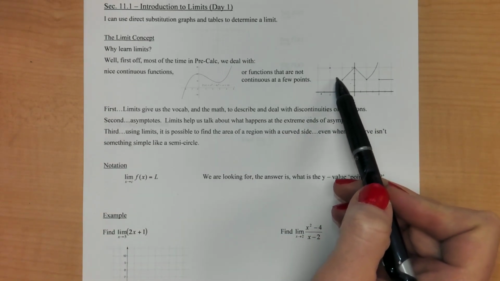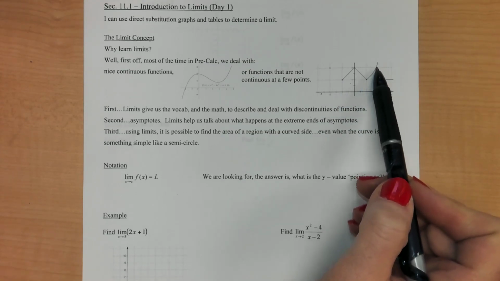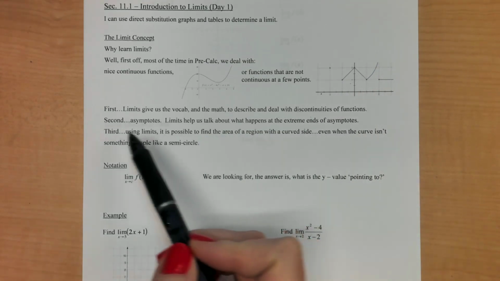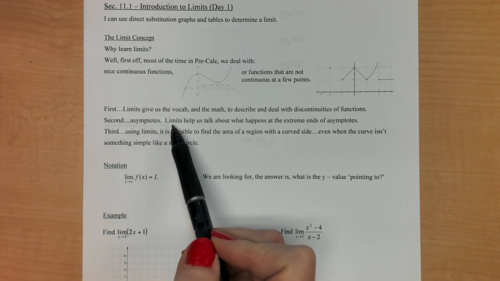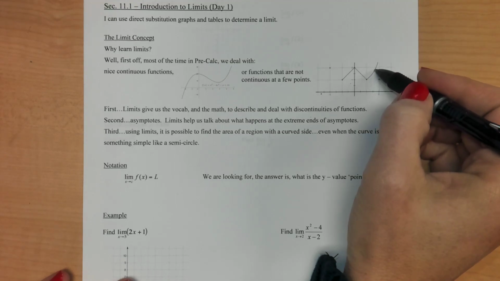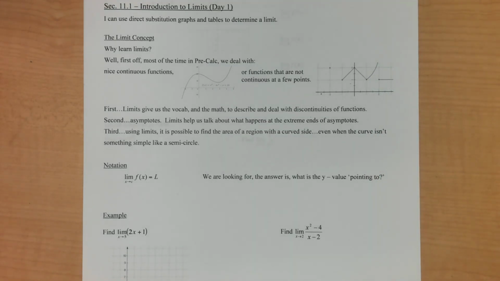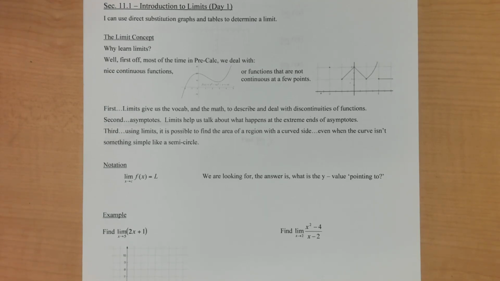So when functions are not connected, like what happens when this one ends, what happens when this one continues up forever. Secondly, asymptotes. Limits help us talk about what happens at the ends of asymptotes, or what was happening at the very end of this function as it's headed up. That's where limits come in handy. And then third, using limits, it's possible to find the area for a region with a curved side.